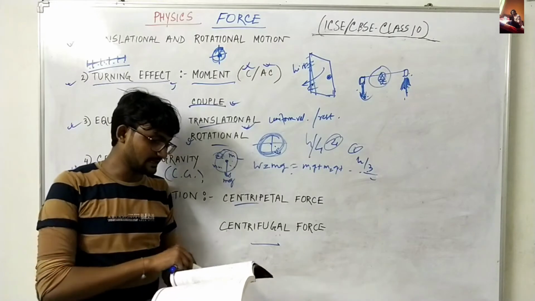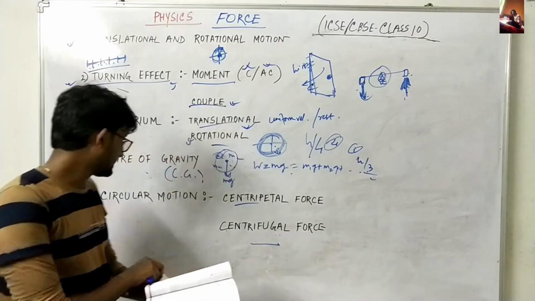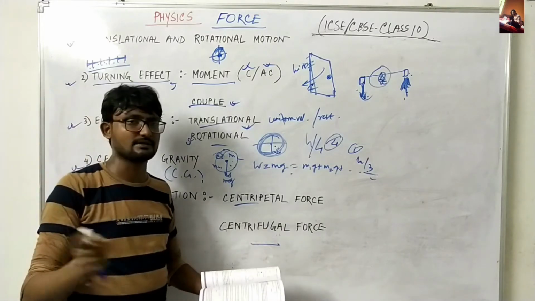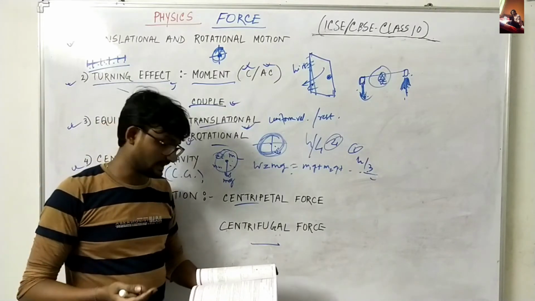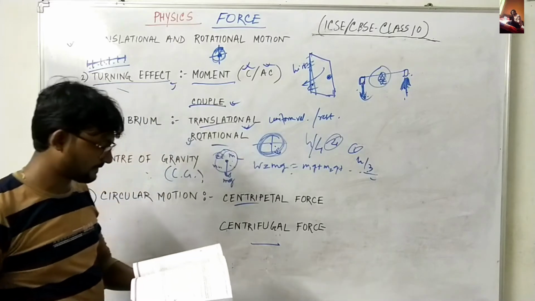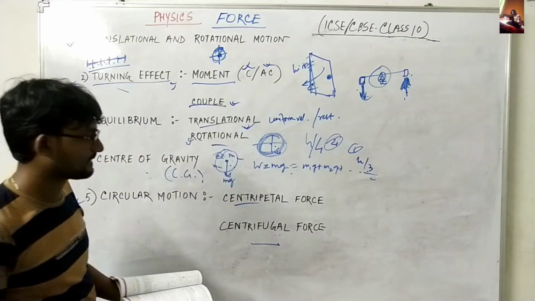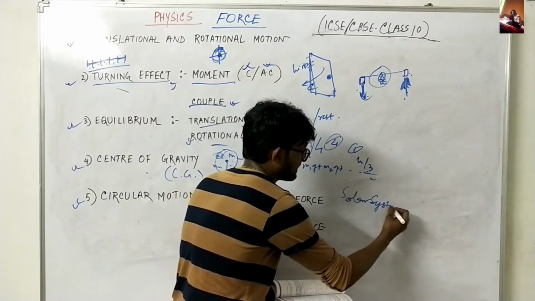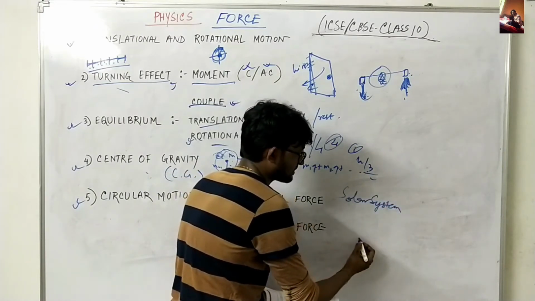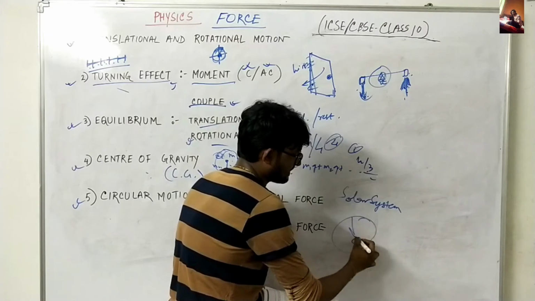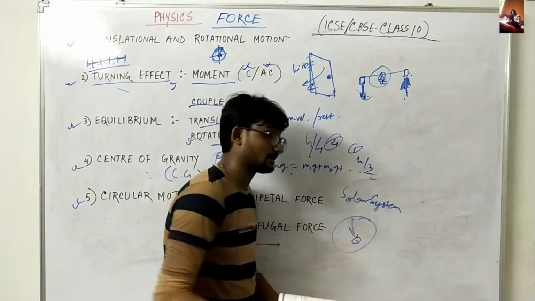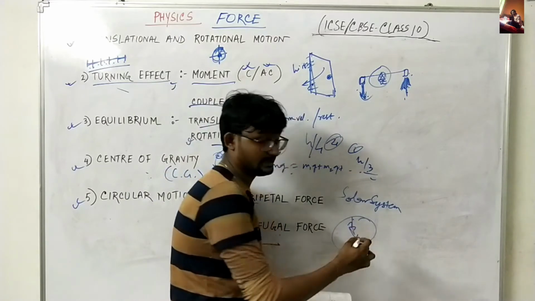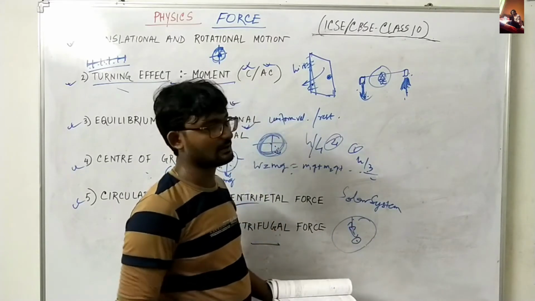And now one more thing, what is circular motion? Circular motion is when an object is moving in a circular pattern. Centripetal force and centrifugal force, we will come to the solar system part, it's a perfect example for this. The earth is moving around the sun. The sun is attracting the earth, and each force has an equal and opposite reaction according to Newton's third law.